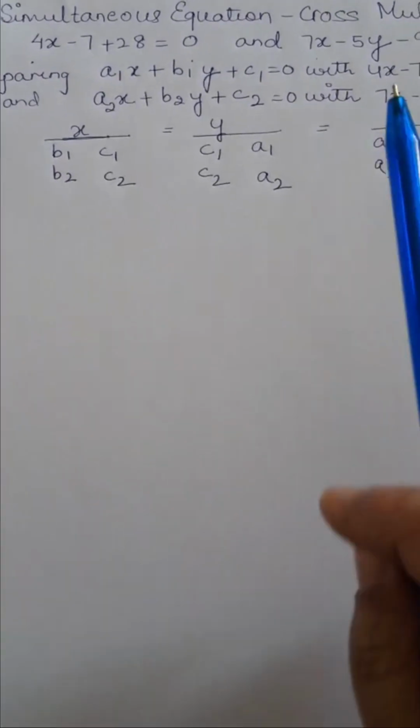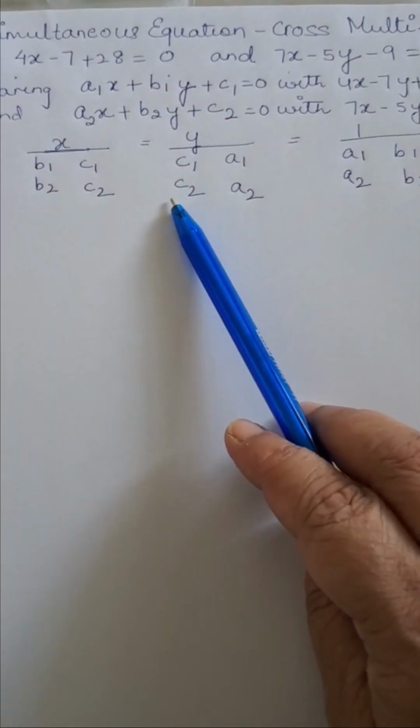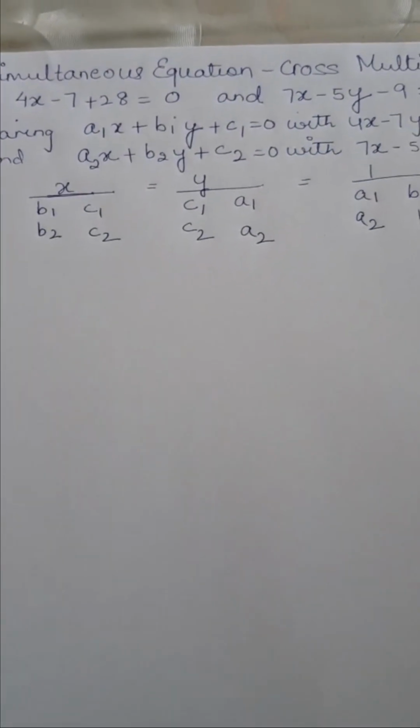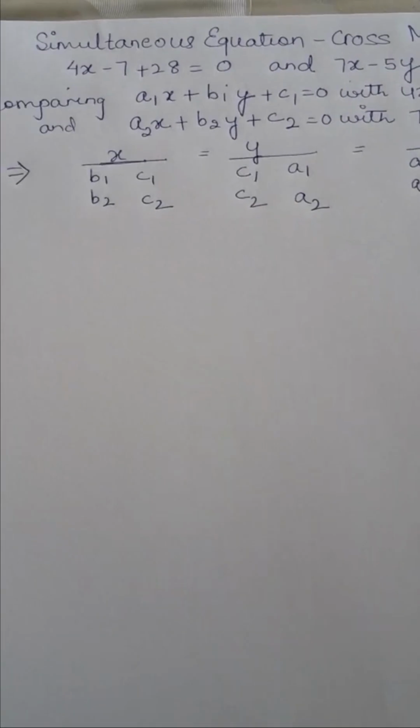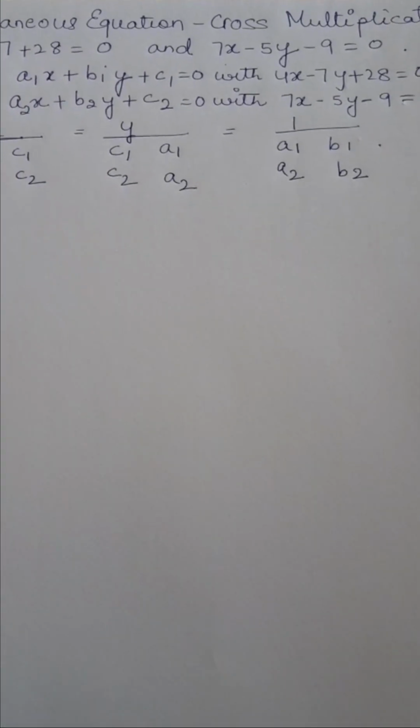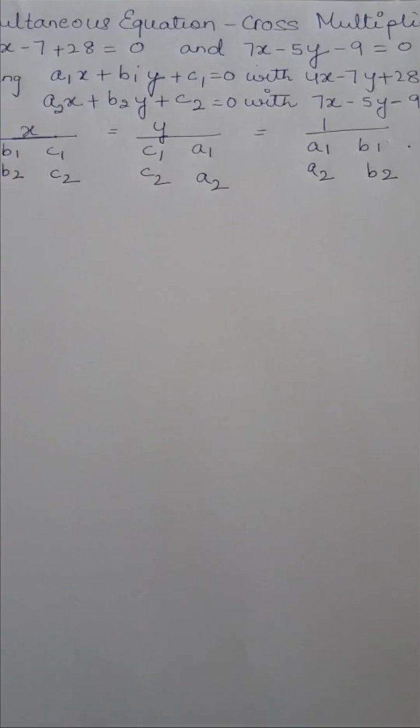Hi, today we will be solving simultaneous equations by cross multiplication. The two equations are 4x minus 7y plus 28 is equal to 0, and the second one is 7x minus 5y minus 9 is equal to 0.